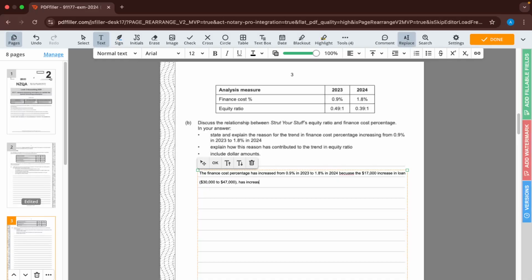Has increased interest on loan to be paid, as shown, and then just keep giving those figures again guys. I know it gets a bit repetitive, but you've really got to keep doing it. As shown by the increase in finance costs from 2,000 to 4,200.